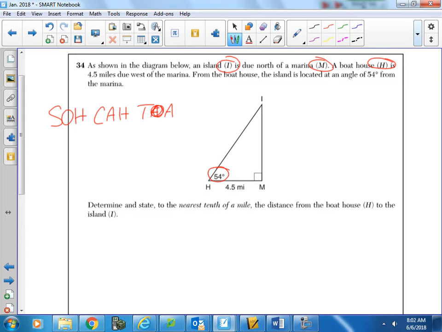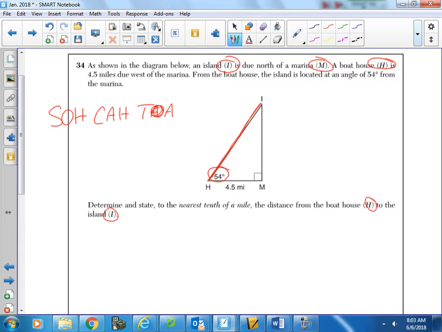So, let's look at it. Let's determine and state to the nearest tenth of a mile the distance from the boathouse to the island. So the boathouse is H, and the island is I. So they want us to find this side that I'm marking in red. Now, you always want to label your triangle based on the acute angle. What I mean by that is you have three sides of a right triangle: the opposite side, the hypotenuse, and the adjacent side.